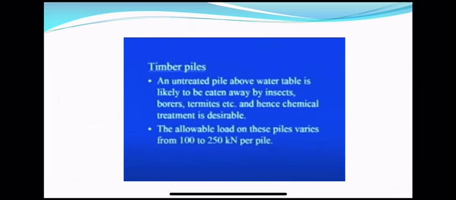These should be suitably treated to enhance their life, because when timber is in contact with water, it has a tendency to disintegrate. So, to avoid that, it should be properly treated. An untreated pile above the water table is likely to be eaten away by insects, termites, etc. Hence, the allowable loads on these piles vary from 100 to 250 kilonewton per pile. Why I am giving these guidelines is that you have to know which type of pile to use based upon material availability.